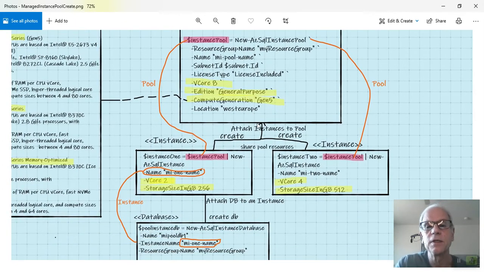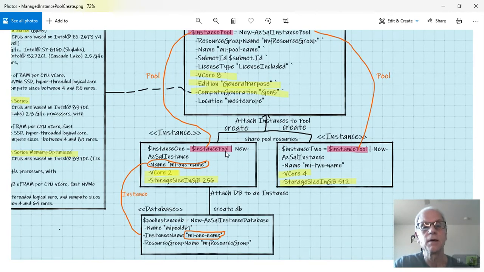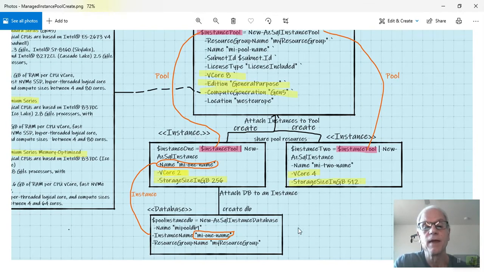So that's the instance pool. Then you create, as you can see, and attach instances to the pool. Now you create these separate instances, and they feed off the pool. So for this instance, we have a name for it, and we're going to use 2 vCores from the pool, and a storage size of this. Another instance, we're going to use 4 vCores from the pool, and assign the size of it. Then you create a database and attach the database to the instance, and the instance is attached to the pool, and the pool defines the resources. So those instances are sharing the resources as far as the compute process.